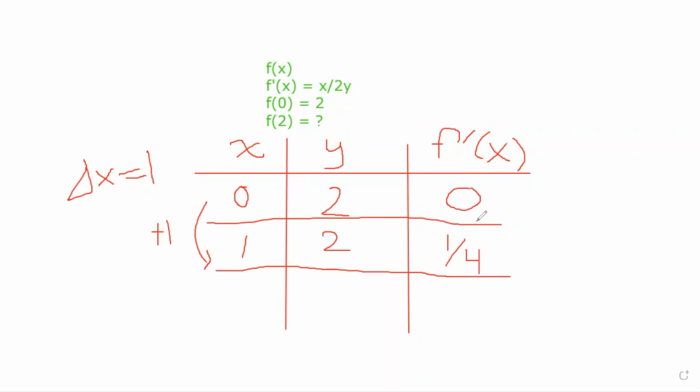Now, what this is essentially doing is it's assuming that the slope of 0 remains constant over the range of the step. And same thing with the 1/4. We're going to assume that this remains constant over the range of this step of 1. So when it goes to 2 now, a change in x of 1 and the slope is 1/4. Okay, that means the change in y is going to be 1/4. That's going to add up to 1/4 over here. It's 2.25. And that gets you our final answer.